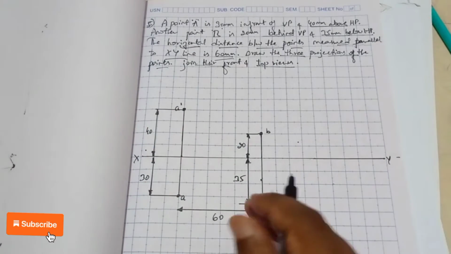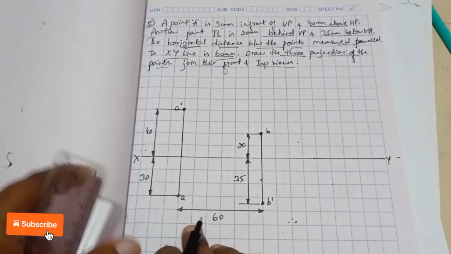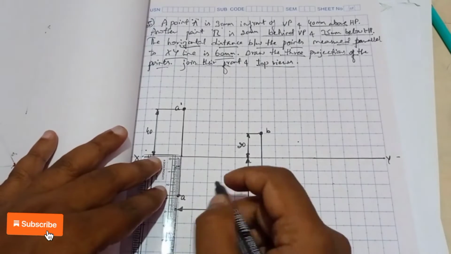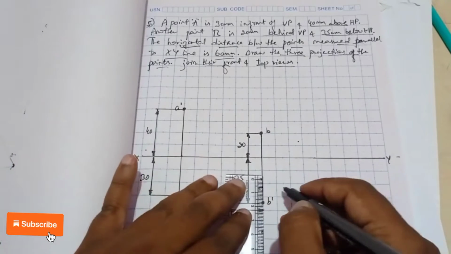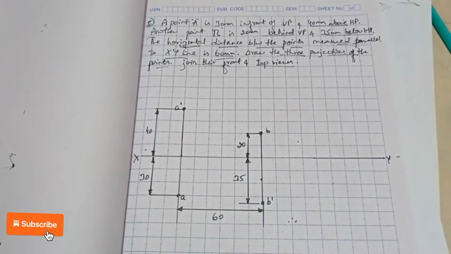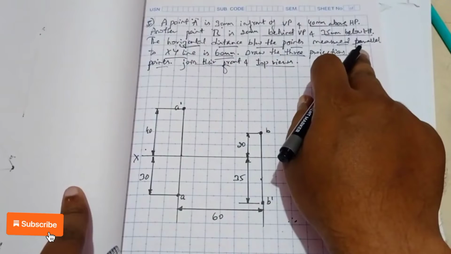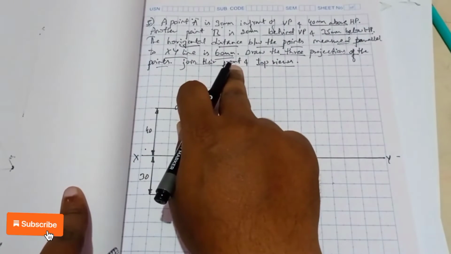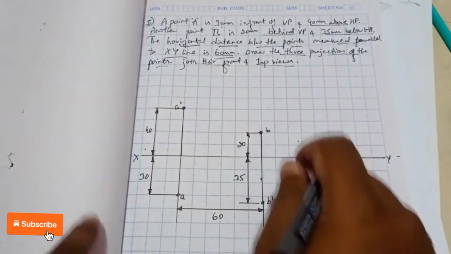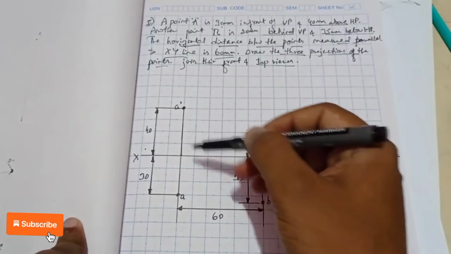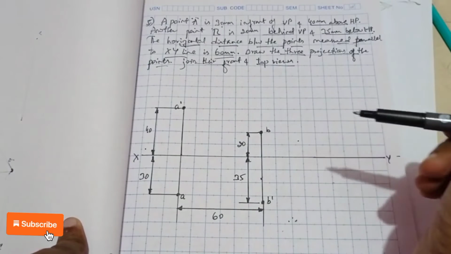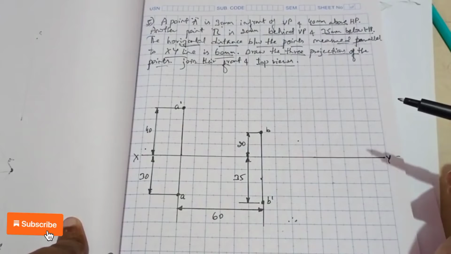So this is done. Both top views and front views are done, shown with a horizontal distance of 60 mm between them. That is also done. Draw the three projections: the top view and front view are done. Now we have to draw the side view. Okay, the side view we have to construct.